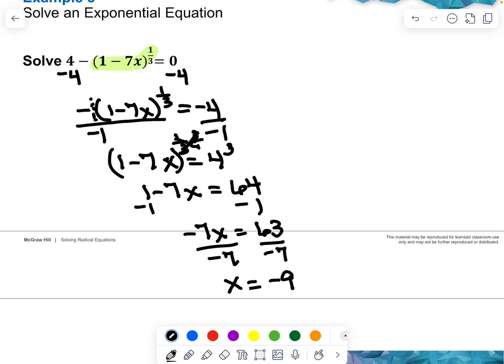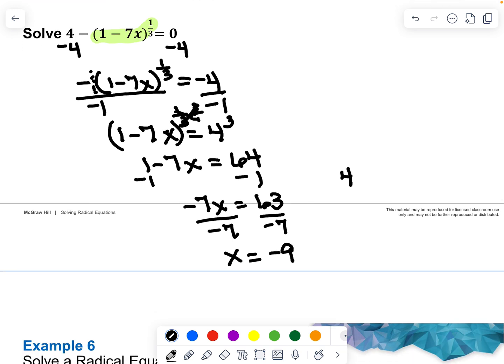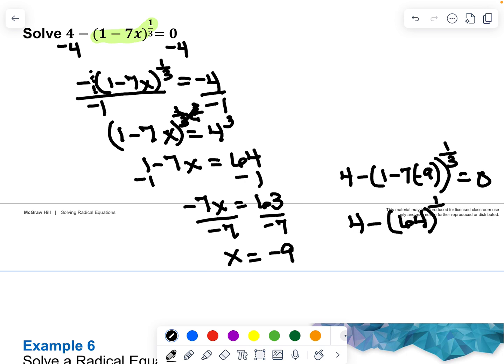Let's check this answer. 4 minus the quantity 1 minus 7 times negative 9, to the 1/3 equals 0. 4 minus, negative 7 times negative 9 is positive 63, so 1 plus 63 is 64 to the 1/3 equals 0. 64 to the 1/3 is the same thing as the cube root of 64, which is 4. 4 minus 4 does equal 0, so that checks.